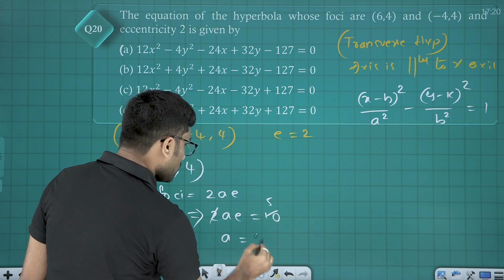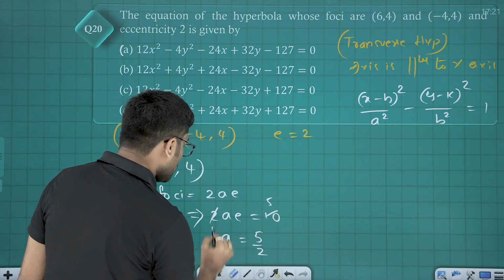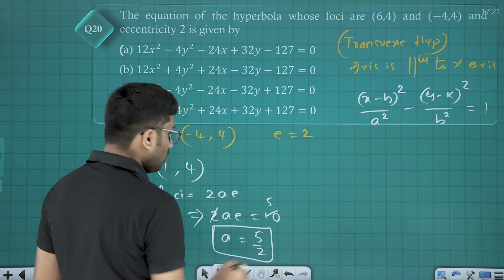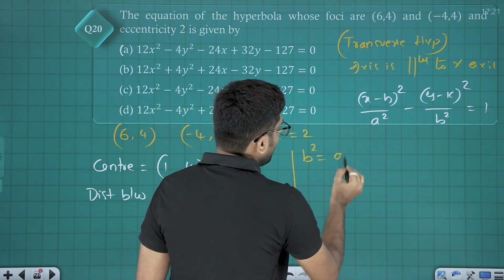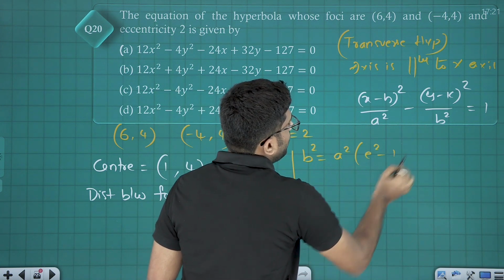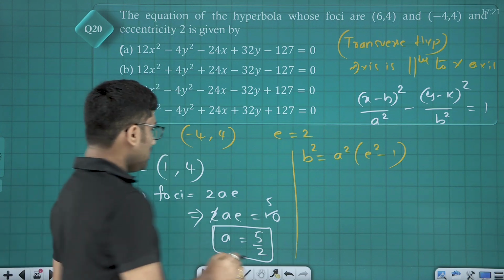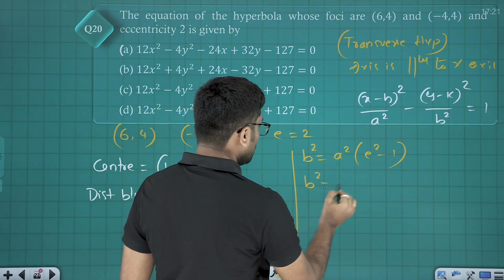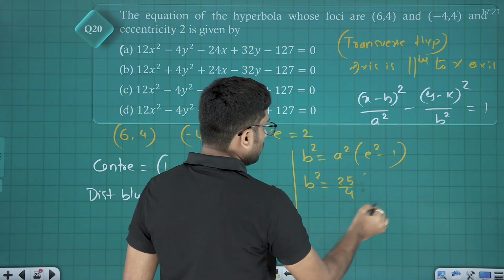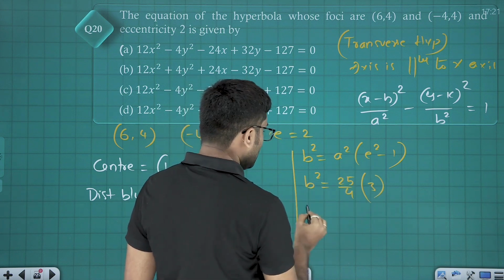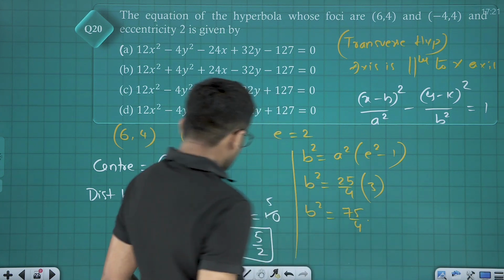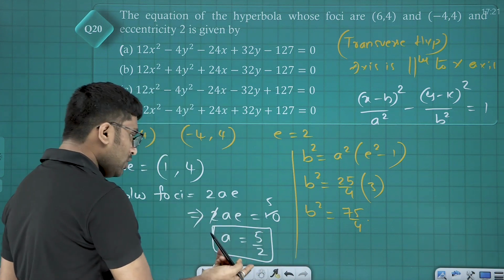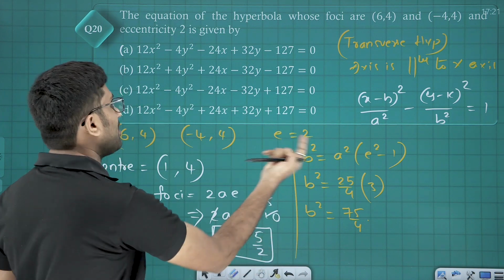2 ones are 2, 5s are... A is equal to 5 by 2, because eccentricity is 2, no? A is 5 by 2. Once A is known, we can get B, because B square is equal to A square into E square minus 1. So B square is equal to 25 by 4 times 4 minus 1, which is 3. So B square is equal to 75 by 4. So A we know, B we know, then h comma k also known.